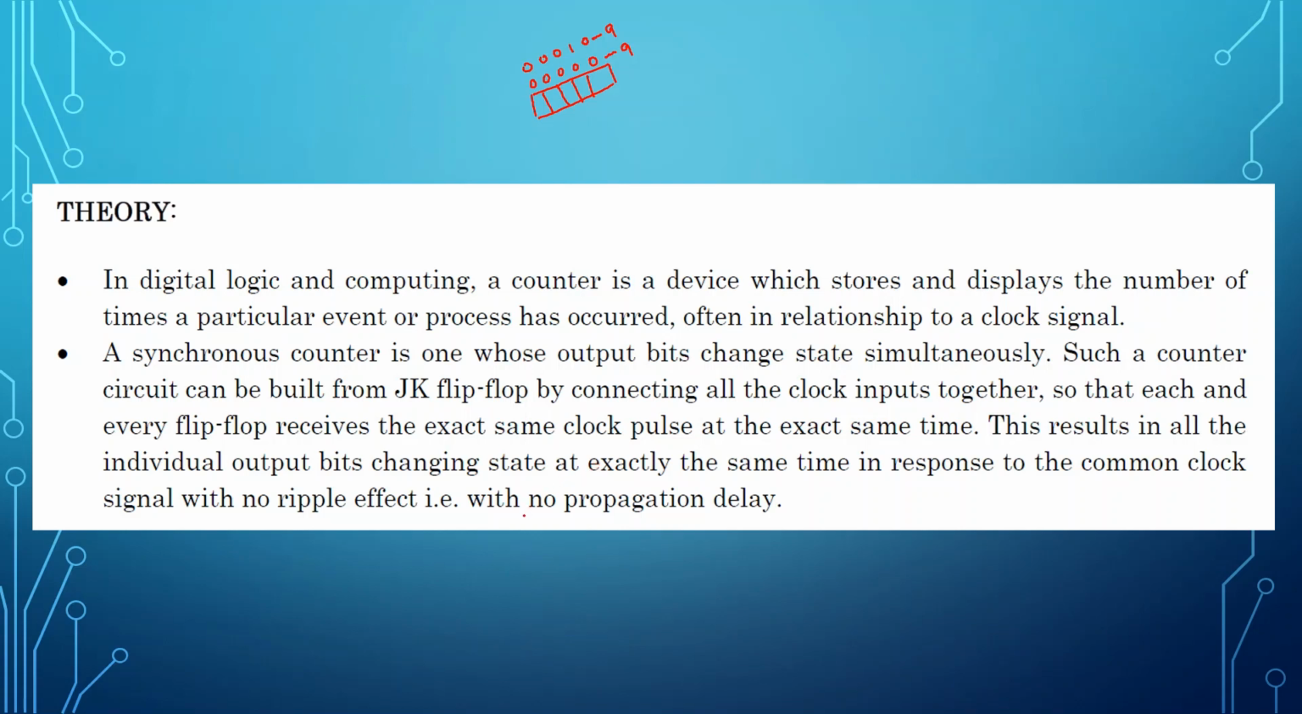Ripple effect means there is no propagation delay. What I mean to say is your second flip-flop need not wait for the first flip-flop to give the output, or your third flip-flop need not wait for the second flip-flop to give the output. So basically, at this particular point, you would have understood what is a counter. Counter is a device which is going to count the sequences, and that sequence will be in close relationship with the clock signal. So that is what is your counter.